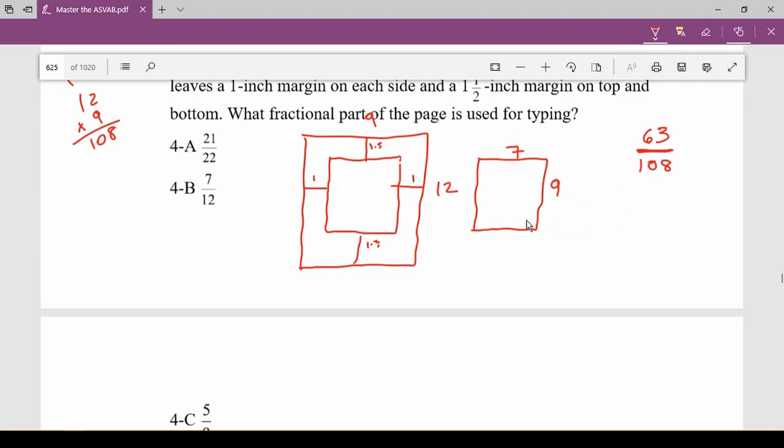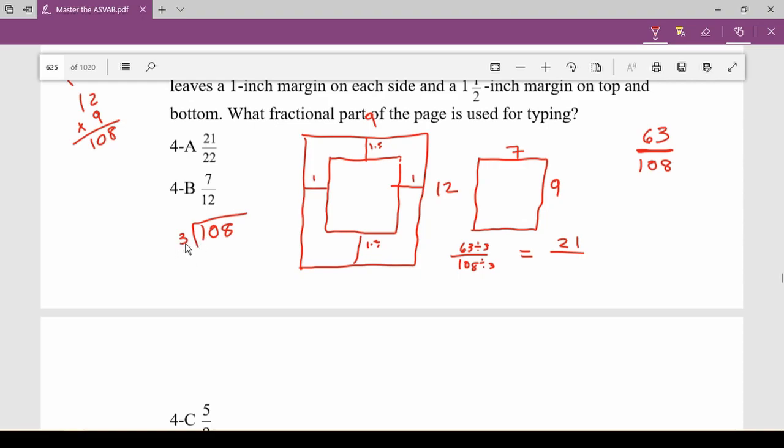The first thing I'm going to do is rewrite it off to the side here because reducing can get a little messy. And again, when you're reducing fractions, you're saying, what can go into the top and bottom of this fraction to make it smaller? I'm going to first divide top and bottom by 3. 63 is easy. 3 goes into 6 two times. 3 goes into 3 one time. 108 is a little bit harder, so let's do the long division.